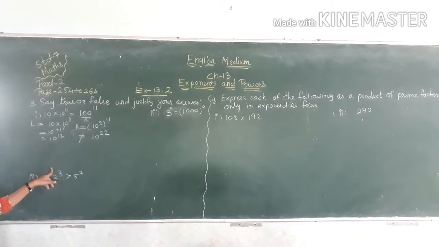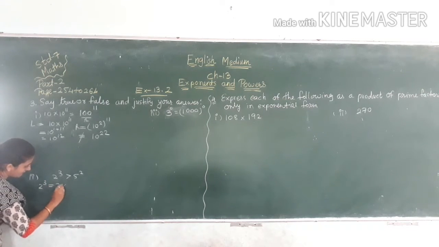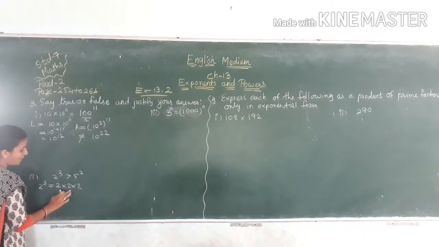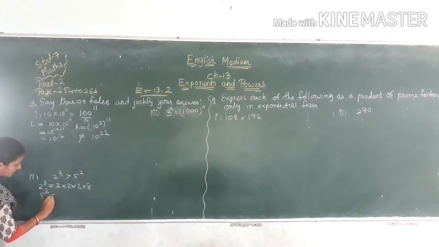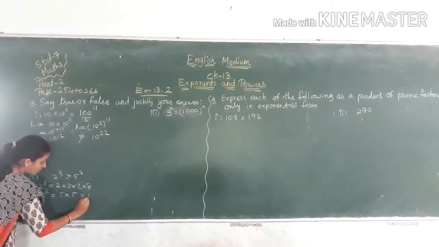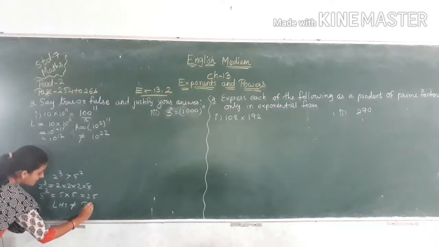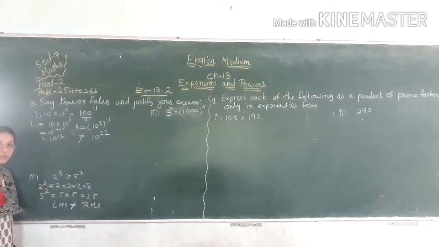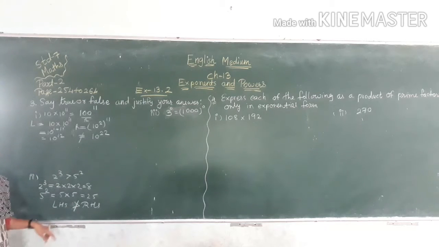Now 2 raised to power 3 is greater than 5 raised to 2. So 2 raised to 3 is 2 multiply 2 multiply 2: 2 2s are 4, 4 2s are 8. And 5 raised to 2 is 5 multiply 5, so 25. The left hand side and right hand side are not equal, and 8 is not greater than 25. So the given statement is false.